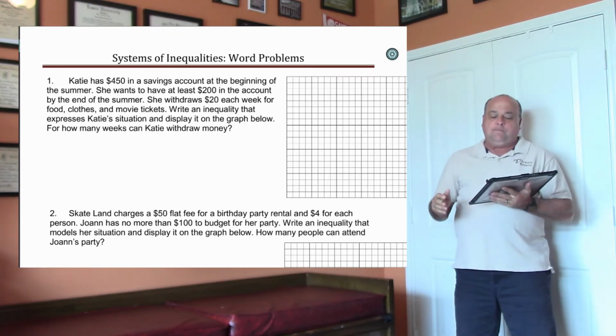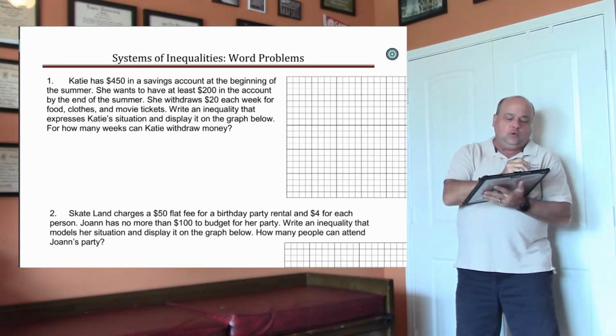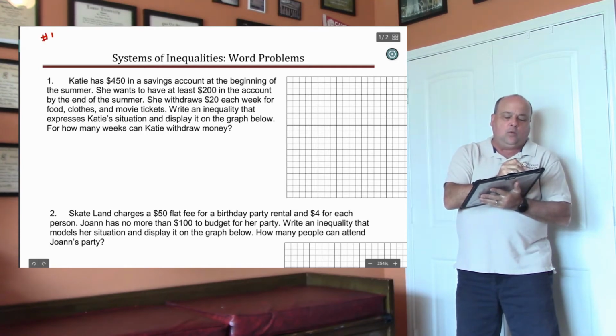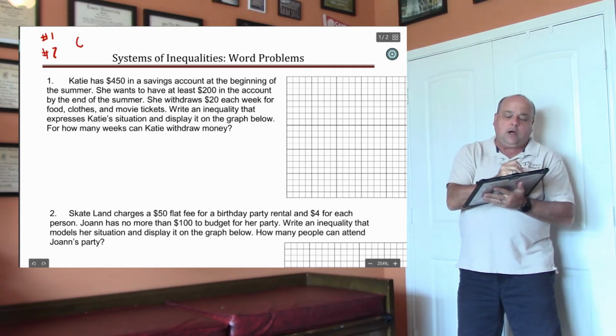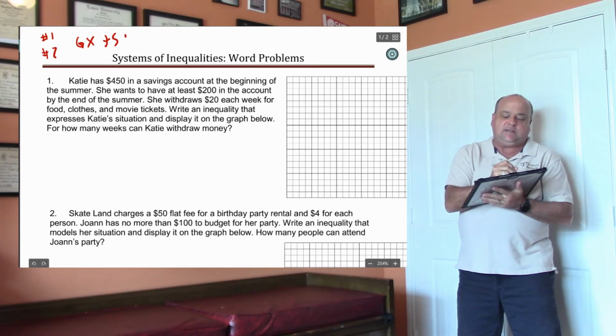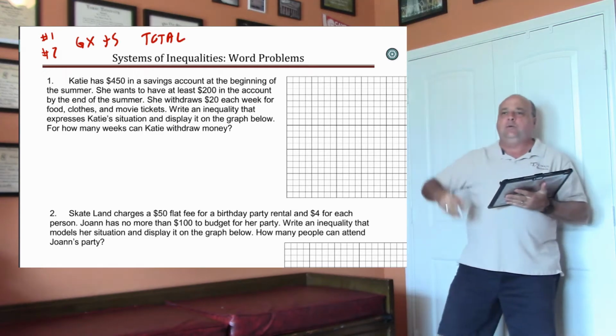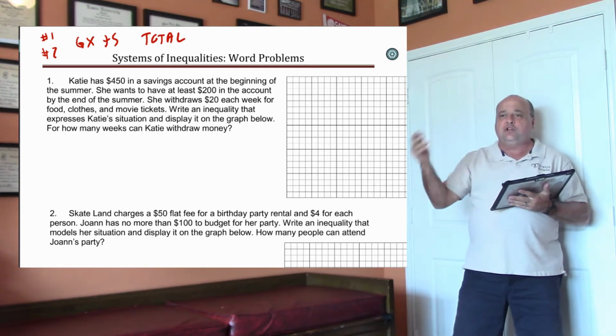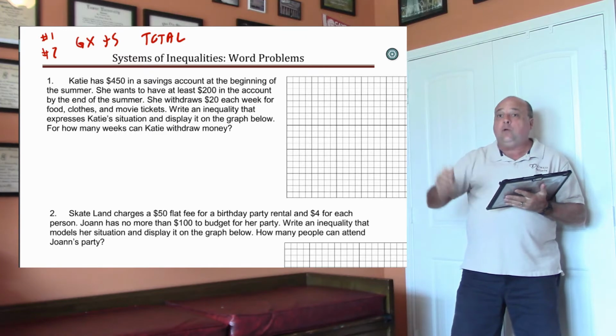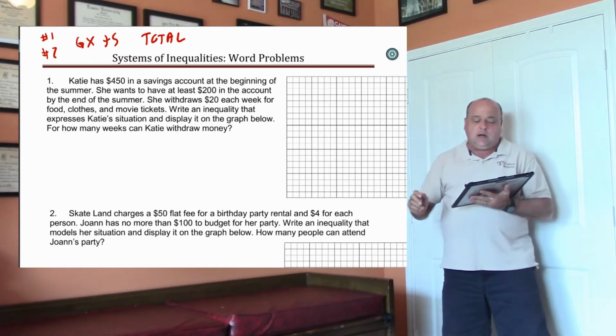So on number 1 and 2, you'll need to write this down. Number 1 and number 2 are going to be gx plus s and a total. So for number 1 and 2, we're only going to have one inequality: a growing number times x plus a starting number, greater than or equal to a total. So let's look at number 1.